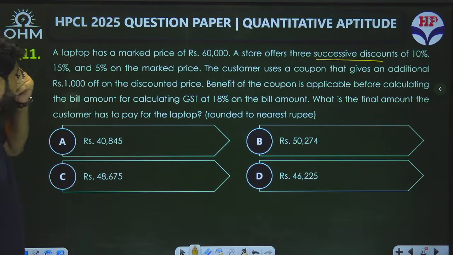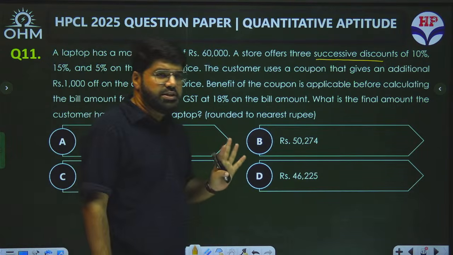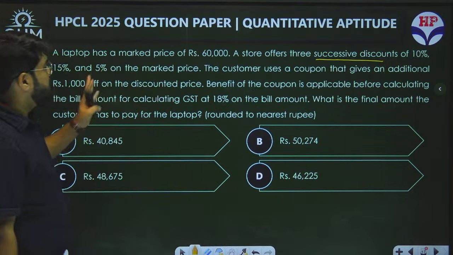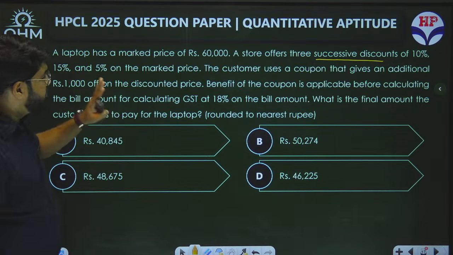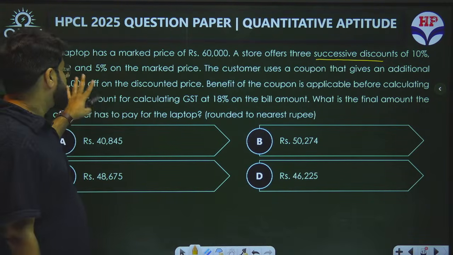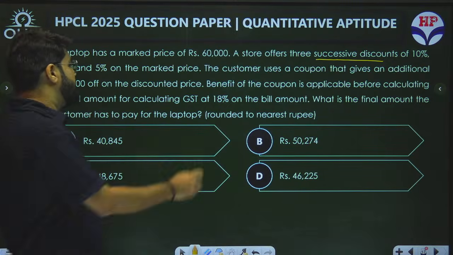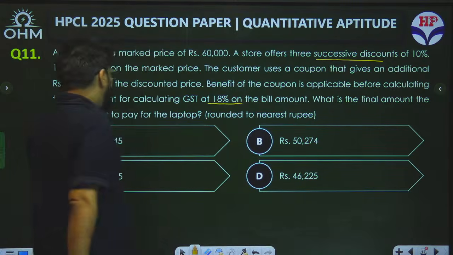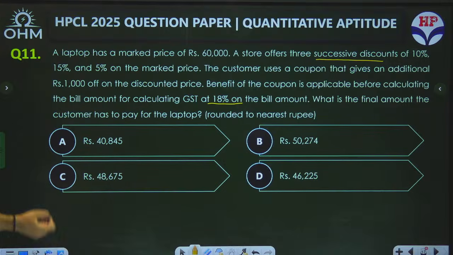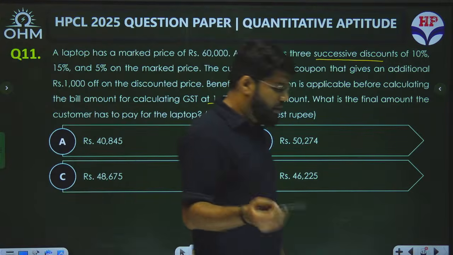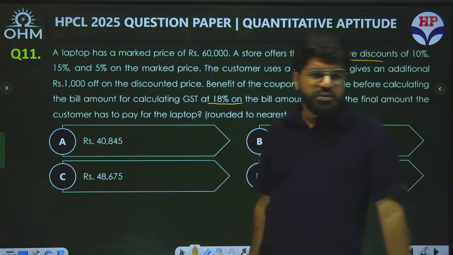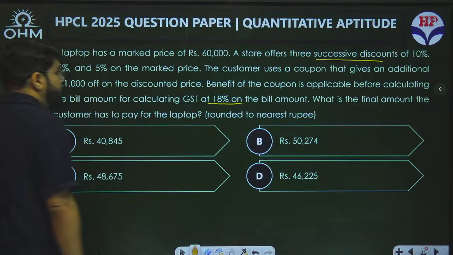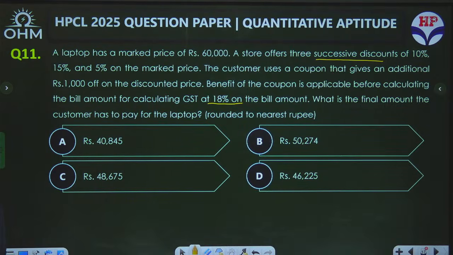The benefit of the coupon is applicable before calculating the bill amount for calculating GST. So the coupon is applicable before GST, then onto whatever the discounted price came after this coupon, GST will be applied. How much? 18%. What is the final amount the customer has to pay? The customer has to pay the final discounted price plus 18% GST, the government tax. So how much is it going to be?